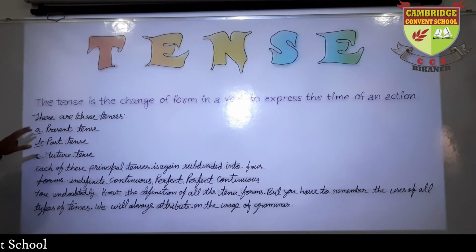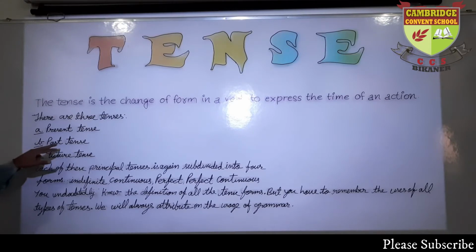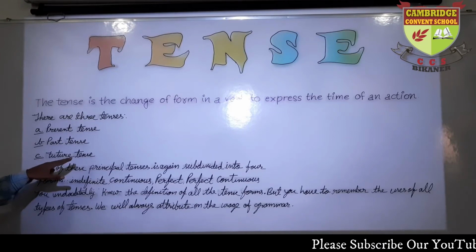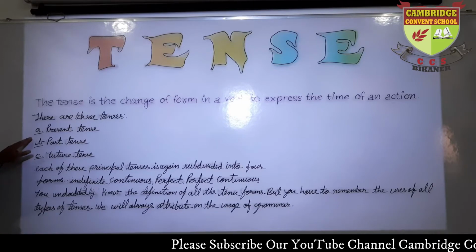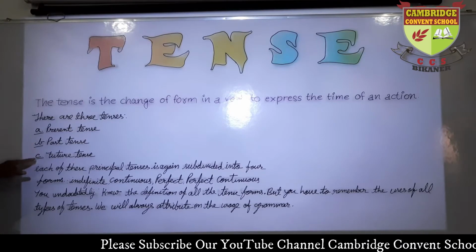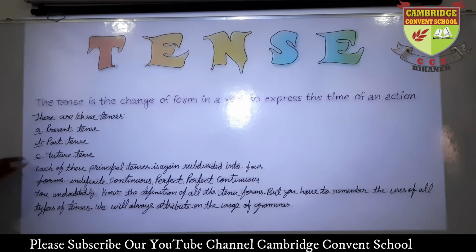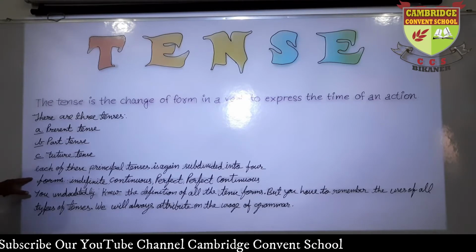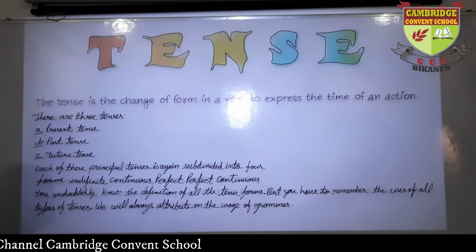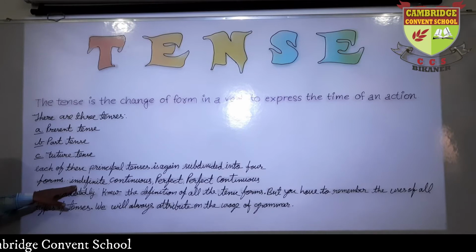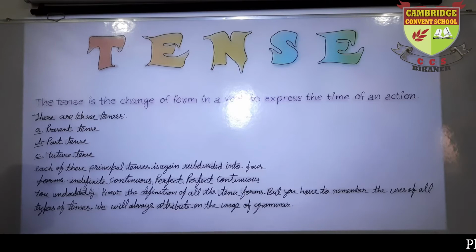There are three tenses. The first one is present tense, the second one is past tense, and the third one is future tense. So the tense is divided into three parts. Each of these principal tenses is again subdivided into four forms: the first is indefinite, the second is continuous, the third is perfect, and the fourth is perfect continuous.